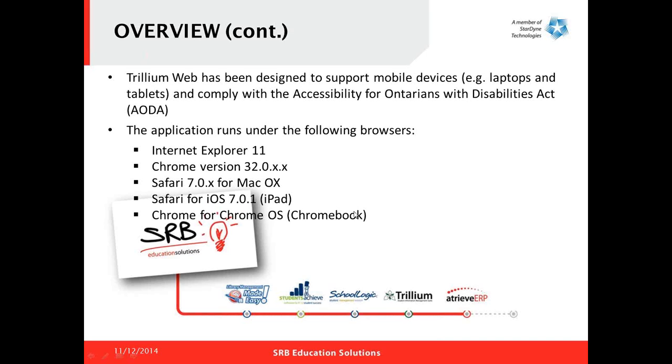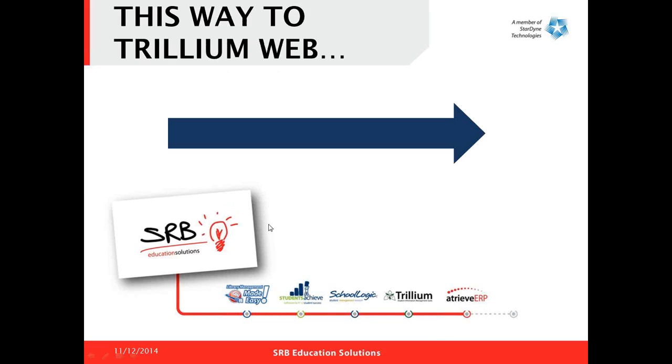Trillium Web has been designed to support mobile devices, for example, laptops and tablets, and it is also compliant with the Accessibility for Ontarians with Disabilities Act. And the application will run under the following browsers. I won't read them. You can see them there. You can see that there's support for IE, Chrome, and Safari. Okay, so without further ado, let's get into the application itself.